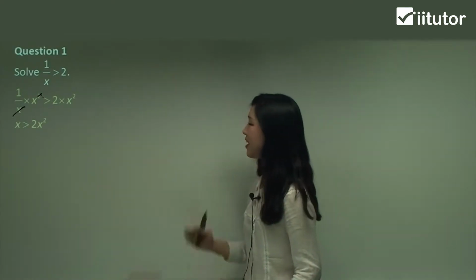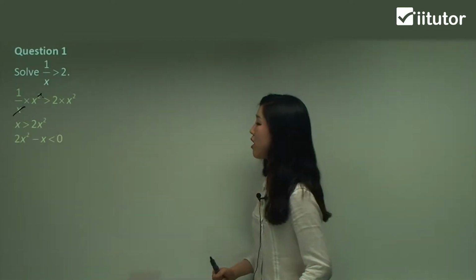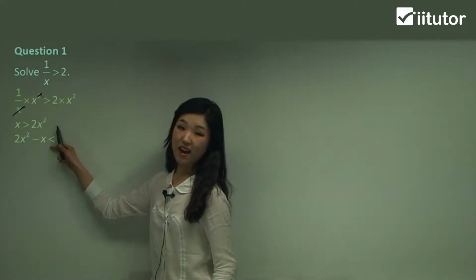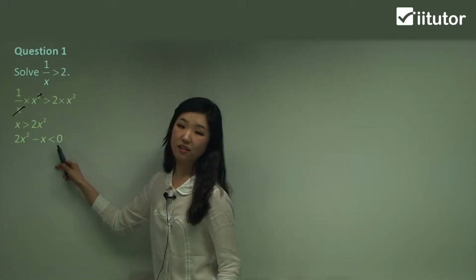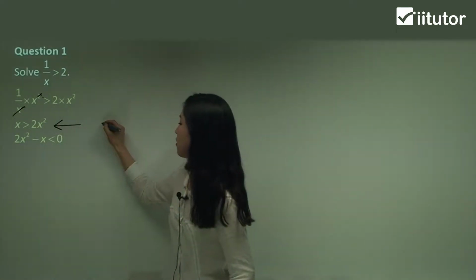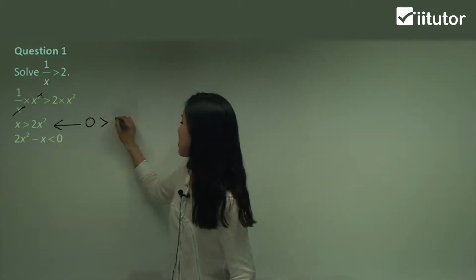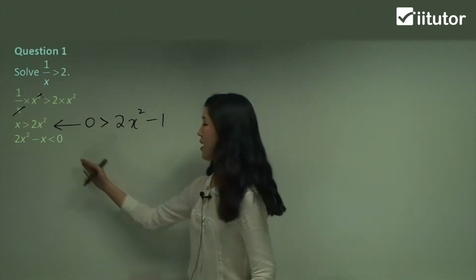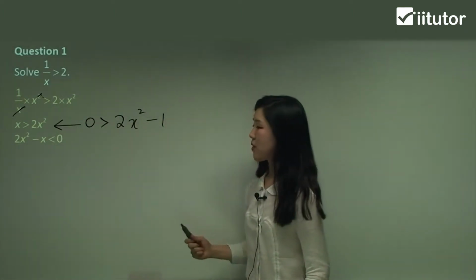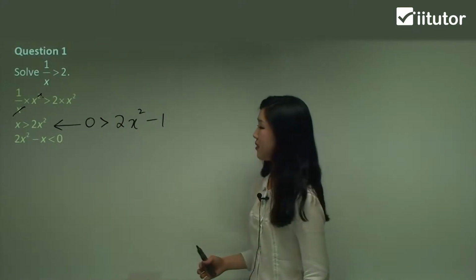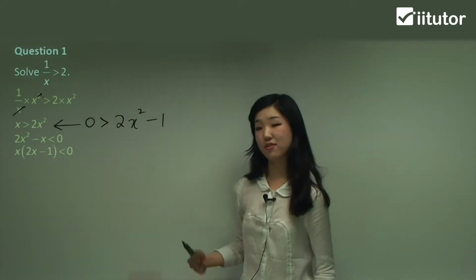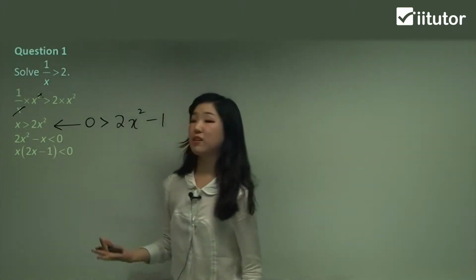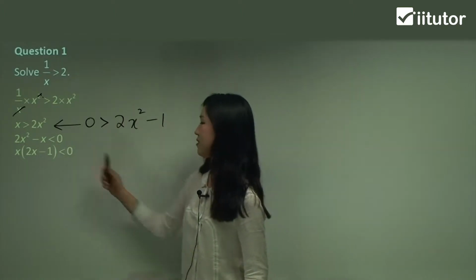Now I'm going to move everything onto one side. Basically I moved x onto the other side and put the inequality over here. For those who are confused, it's going to be 0 on this side, minus 1, and then I switch those two around, so I have this order: 2x squared minus x is less than 0. Now I'll factorize by the common factor x. So I have x, and inside the bracket 2x minus 1, still less than 0.